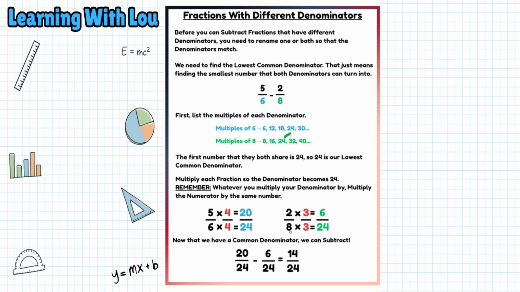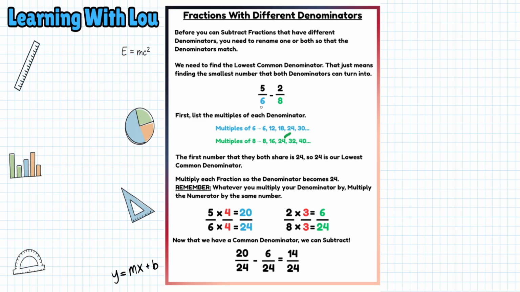Then over here for my 2/8, I have to ask myself, my denominator 8 times what is going to equal 24? I know that 8 times 3 equals 24, so to find an equivalent fraction for 2/8, I have to also multiply my numerator by 3. Again, it's very important that you multiply your numerator and denominator by the same thing. 8 times 3 is 24, 2 times 3 is 6, so I actually have 6/24.